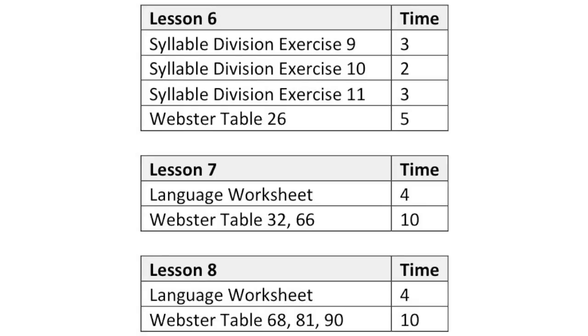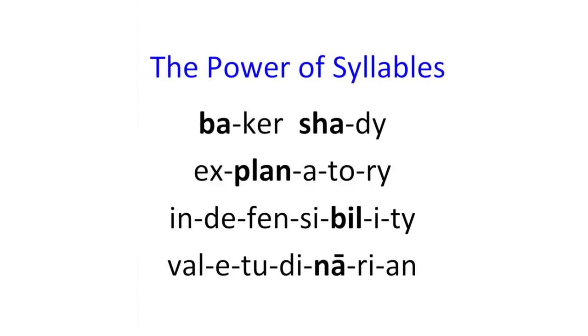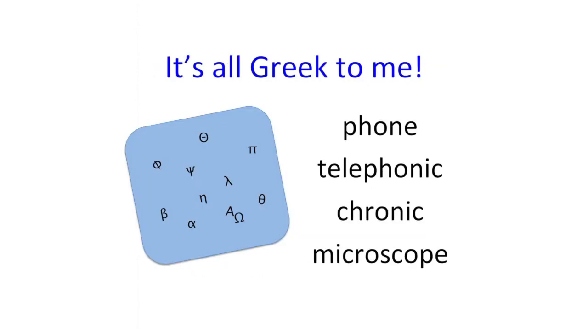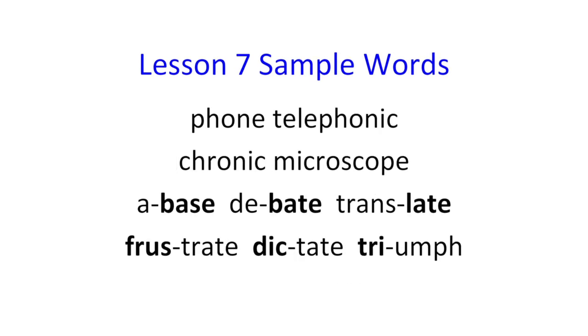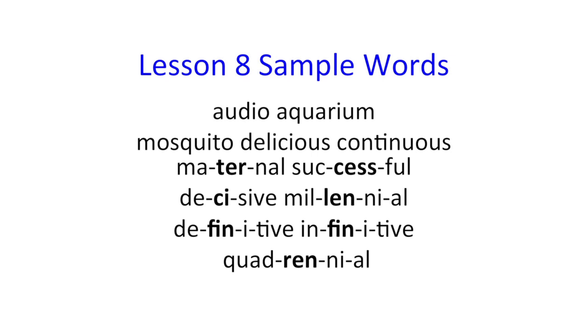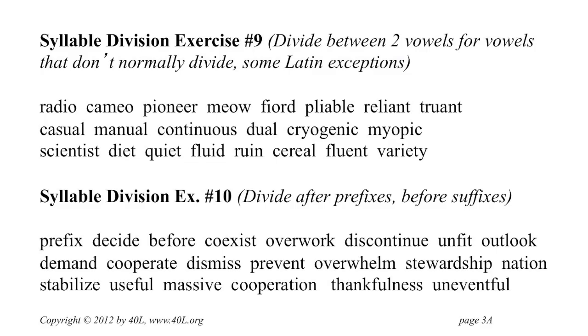Now we'll look at specific tips for lessons 6 to 8. There are a lot of new things in these lessons. We'll add in Webster Speller and Greek and Latin exercises. We're going to be working with very high-level words, but with help, even younger students can successfully sound these out.